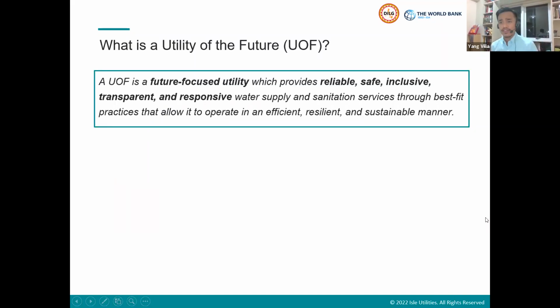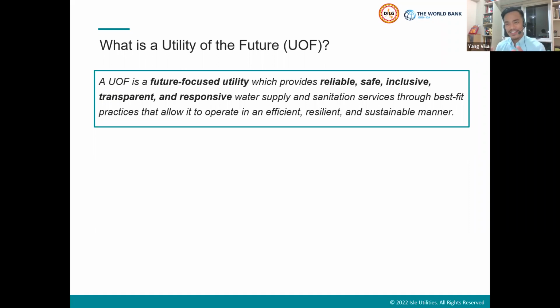First, just a formal definition. What do we really mean when we say utility of the future? A utility of the future, as we have defined in the World Bank framework, is a future-focused utility which provides reliable, safe, inclusive, transparent, and responsive water supply and sanitation services through best fit practices, that's very important, that allow it to operate in an efficient, resilient, and sustainable manner.